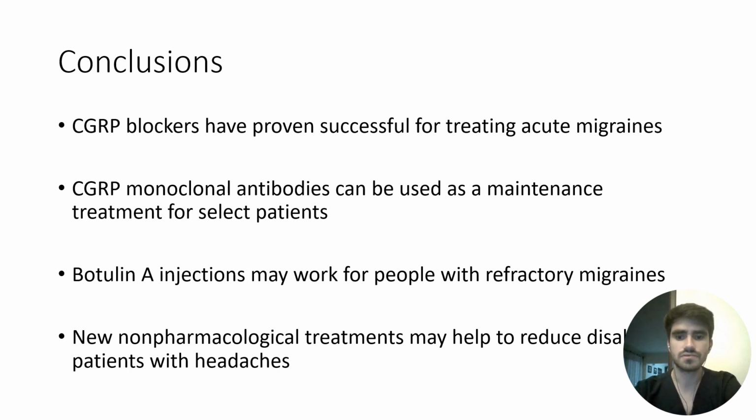Also, as a way to conclude, we can see that CGRP blockers have proven successful for treating acute migraines, that CGRP monoclonal antibodies can be used as an effective maintenance treatment for a select number of patients, that Botox injections may work for people with chronic migraines, and the new non-pharmacological treatments may help to reduce the disability in patients who still present with headaches.